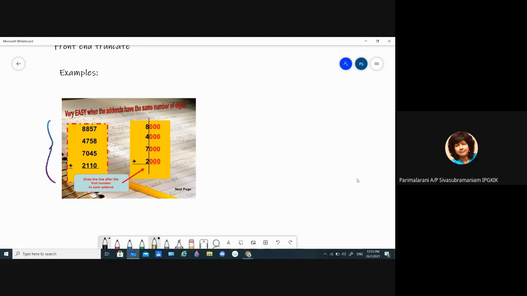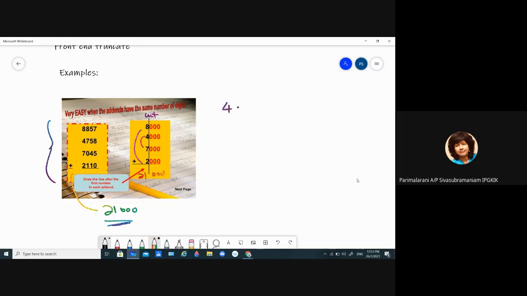You just draw a line after the first digit and the other digits are all replaced by zero. So you're cutting here, and you just add the first digits. Of course, you can use compatible numbers here, 10, 21. So the estimation for this calculation is 21,000. Then you use your calculator or your algorithm and calculate, and your answer must be around here. So this is front end truncate.